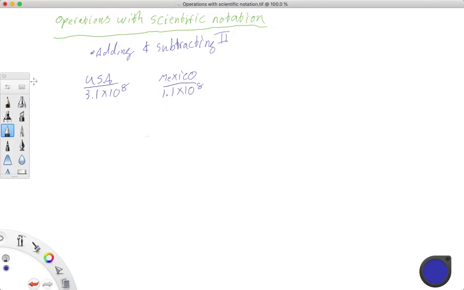Operations with scientific notation. This time we're going to do a little bit of subtraction. We want to know how many more people live in the US than in Mexico.